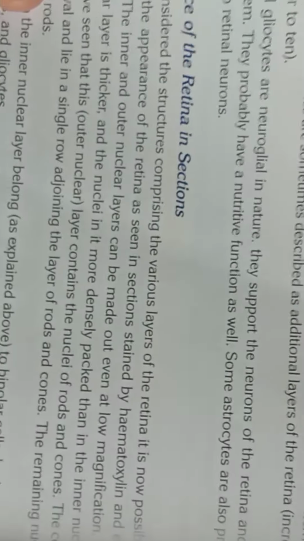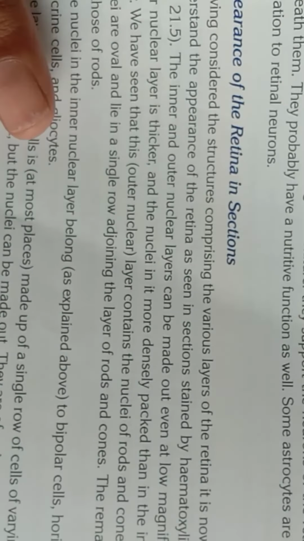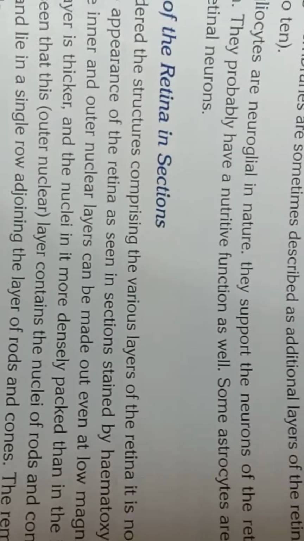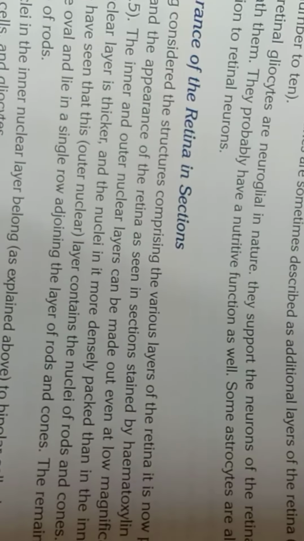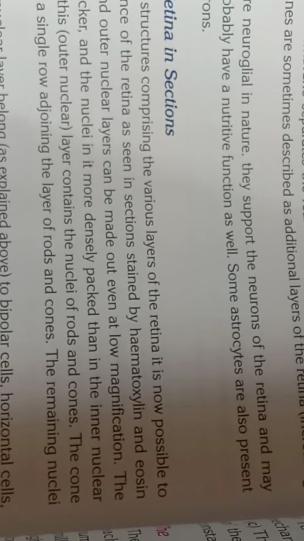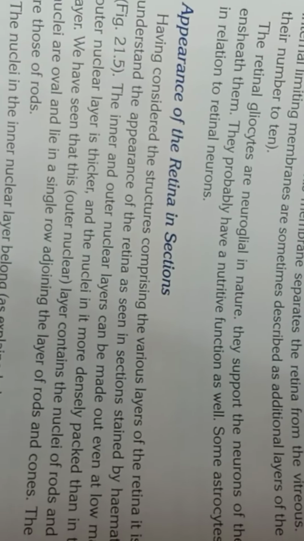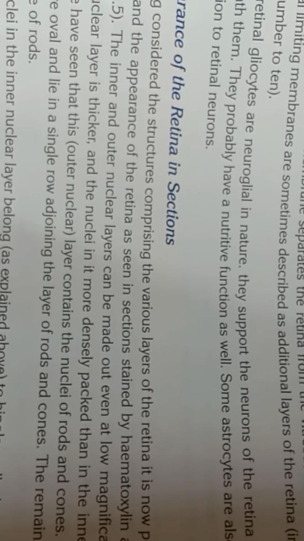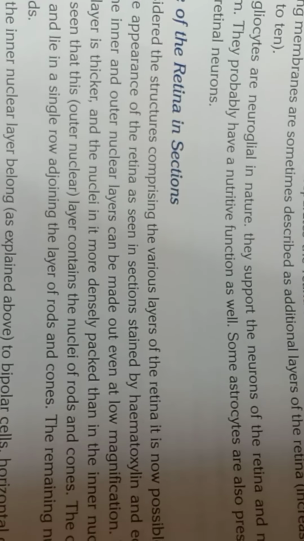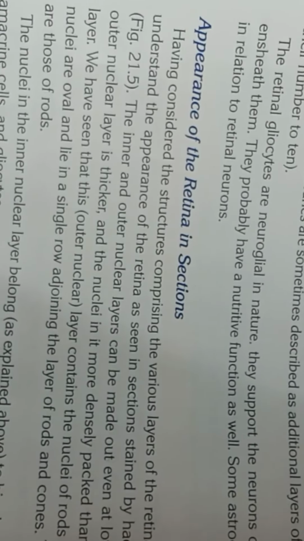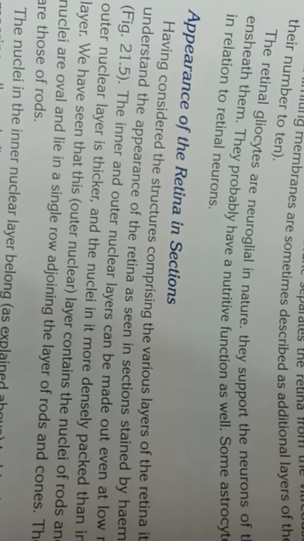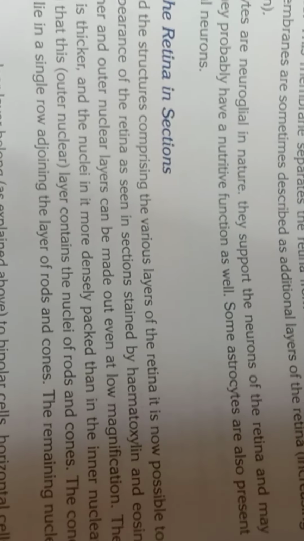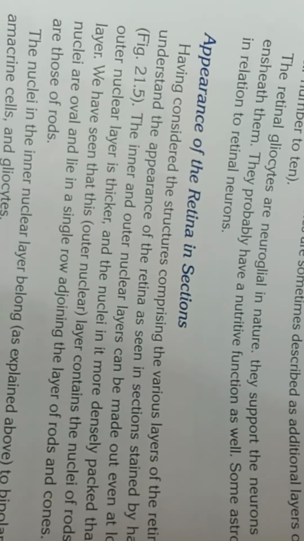So how do we check out that appearance? Mainly by hematoxylin and eosin. Let us preview our nuclear layers. The outer nuclear layer mainly consists of nuclei of rods and cones. The cone nuclei are oval and in a single row, adjoining the layer of rods and cones, and the remaining nuclei are those of rods. The nuclei in the inner nuclear layer mainly belong to bipolar cells, horizontal cells, and neuroglial cells.